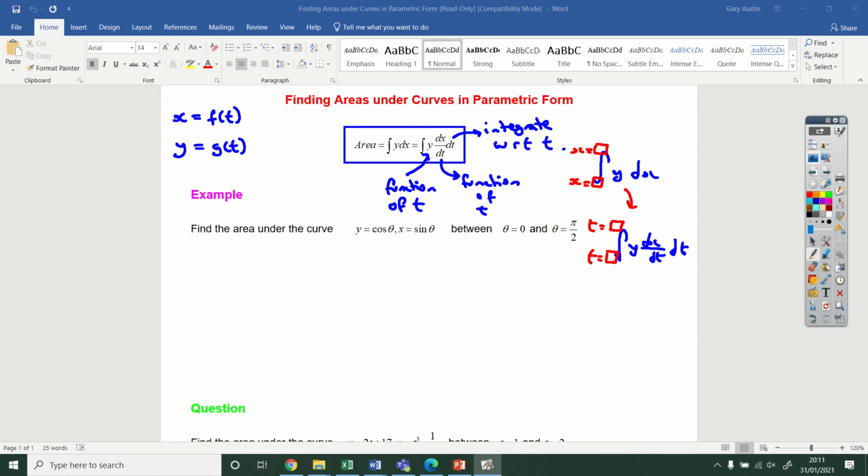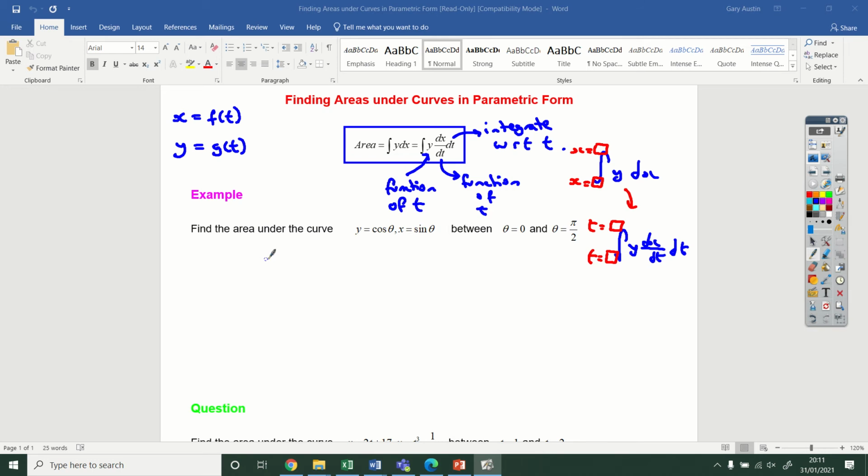Okay, so let's have a look at a couple of examples then. We've got quite a familiar parametric curve given here. Y equals cos of theta and x equals sine of theta. We're finding the area underneath this between theta equals 0 and theta equals pi over 2. Many of you might recognize this as being the parametric equation of the unit circle, although normally we'd be given this as x is cos of theta and y is sine of theta, but it will give you the same thing.